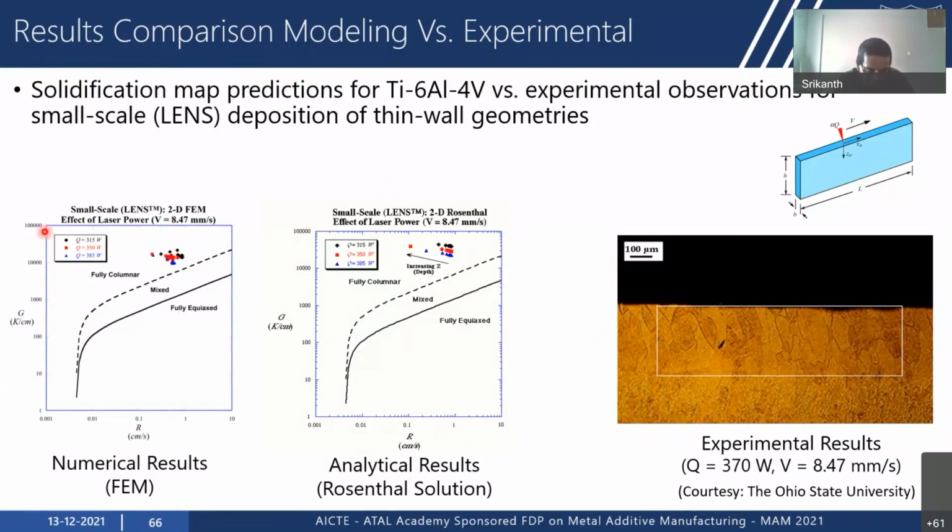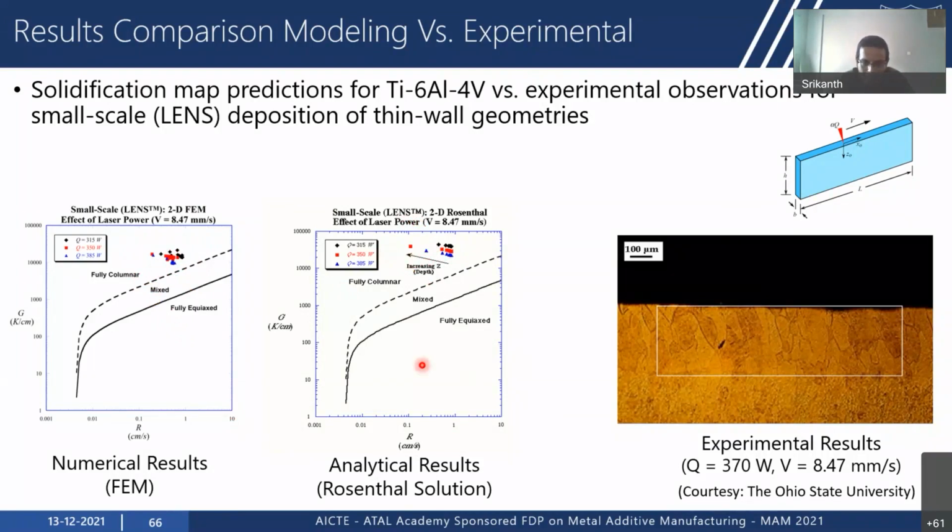Now, if you see, this is G versus R. On the y-axis, we have thermal gradient. On the x-axis, you have solidification velocity, which is the ratio of cooling rate to thermal gradient. Okay, so the G versus R map will tell us whether the grain morphology will be columnar, mixed, or equiaxed. So it's showing that it's a fully columnar morphology. The Rosenthal solution, in spite of neglecting temperature variation of properties, latent heat and all, is predicting a fully columnar morphology, and the experimental results are also predicting a fully columnar morphology.